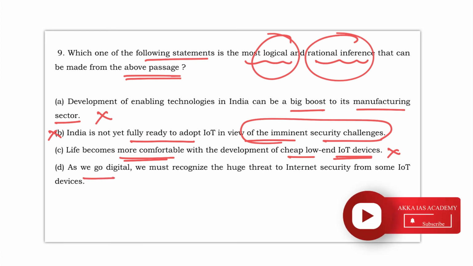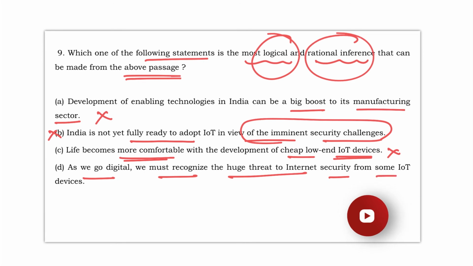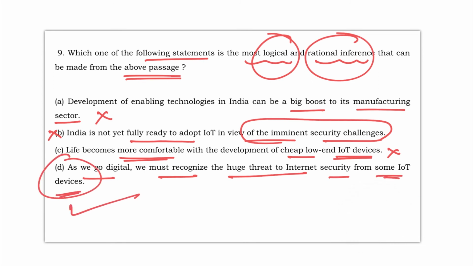As we go digital, we must recognize the huge threat to internet security from some IoT devices. Option D is the right answer here, the most probable option here, okay. So moving on to the next passage.